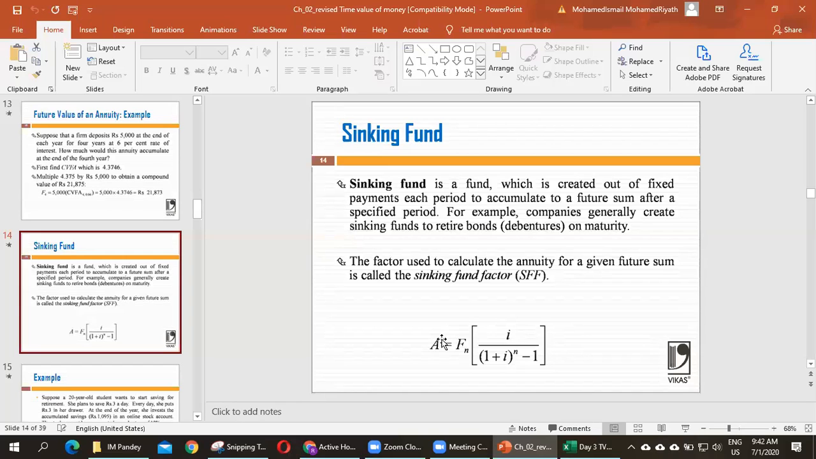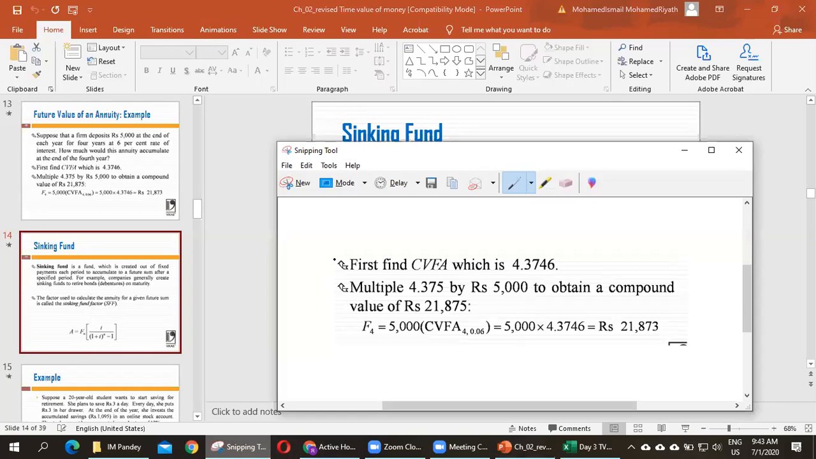A sinking fund is a fund which is created out of fixed payments. Fixed payment means if it is a thousand, it's a thousand. It cannot be a thousand, then 500, 700, 1,200. Fixed payment each period to accumulate to a future sum, which in Madhusanga's example is 500,000 after a specified period. For example, companies generally create sinking funds to retire bonds and debentures on maturity. The factor used to calculate the annuity for a given future sum is called the sinking fund factor. Here is the sinking fund formula.